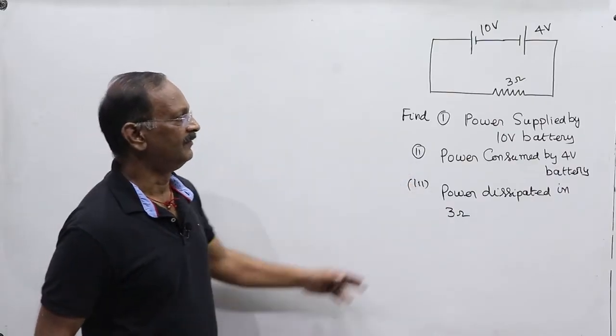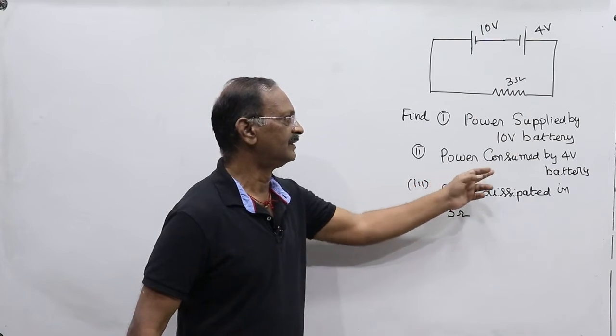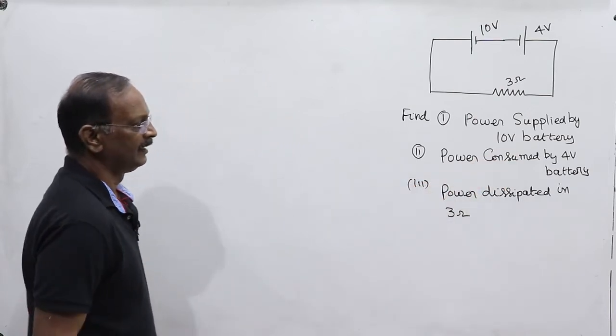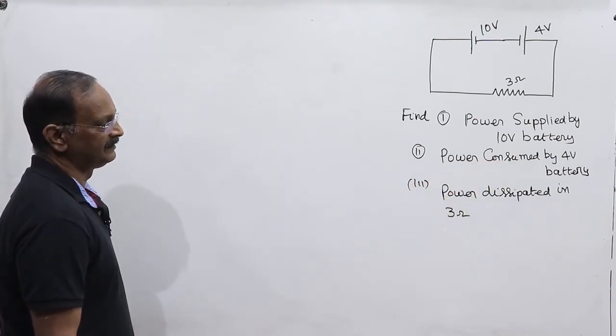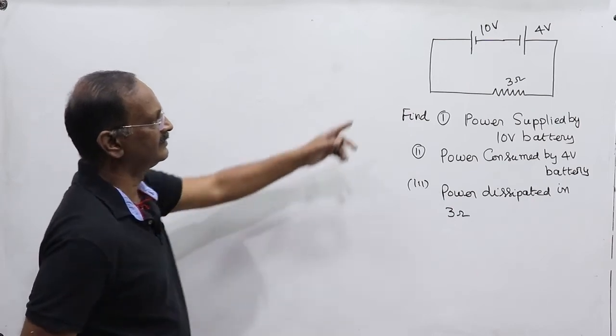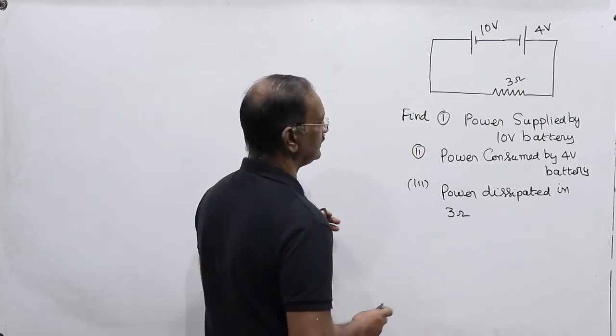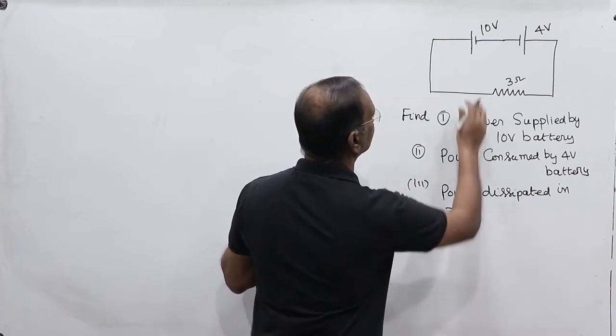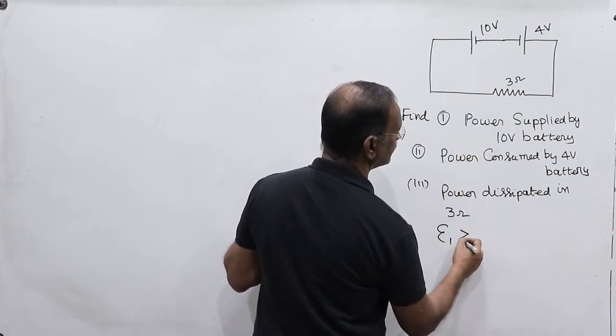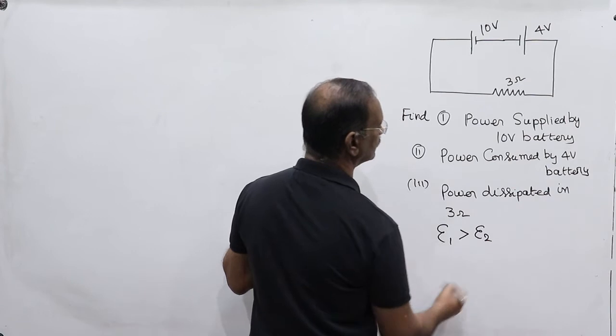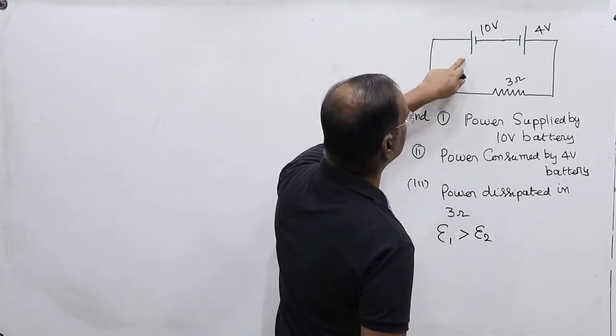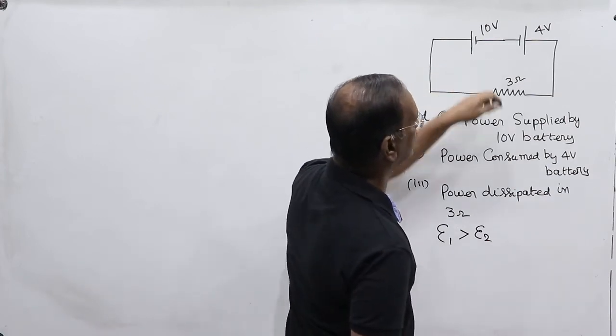Find the power supplied by the 10 volt battery, the power consumed by the 4 volt battery, and the power dissipated in the 3 ohm resistor. Given the circuit is this way, the EMF of this one, E1, is greater than the EMF of these two, and moreover both are reverse connected.